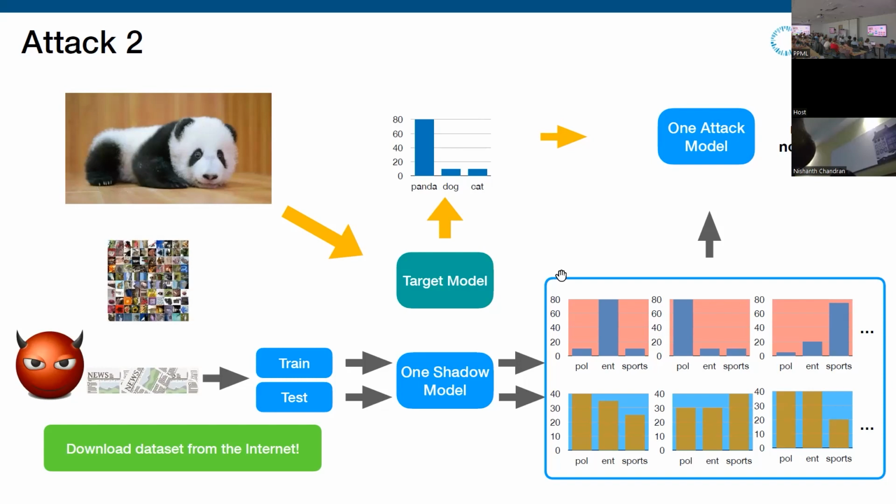But of course, it also has a constraint. If you are attacking some target model with very specific samples, like very advanced medical images, which you cannot easily download from the internet, it doesn't work. But for normal cases, normal samples, as long as you can find samples on the internet, it should work.